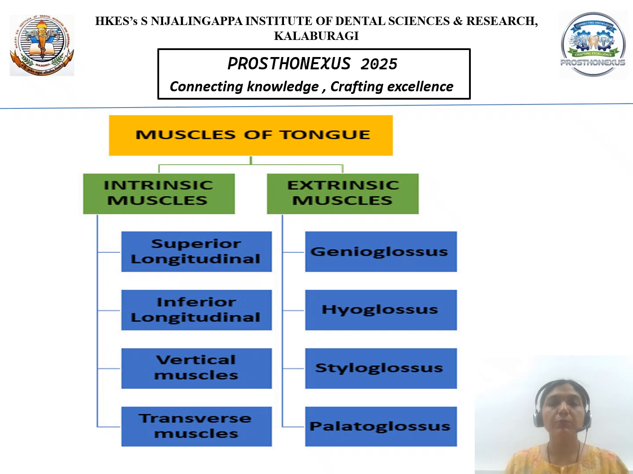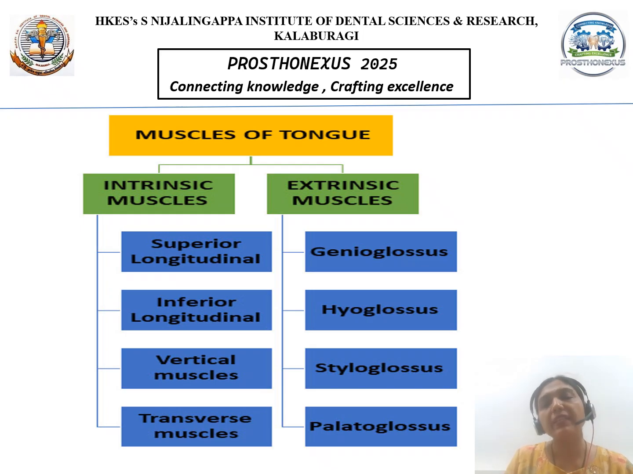Now coming to the next most important topic, that is muscles of tongue. Muscles of tongue are divided as intrinsic muscles and extrinsic muscles. Intrinsic muscles constitute the major mass of the tongue. Okay, and then your extrinsic muscles basically have an origin and insertion. The origin and insertion are a little far away.